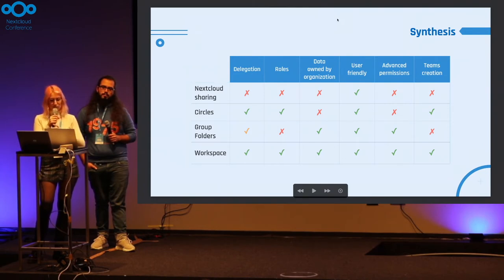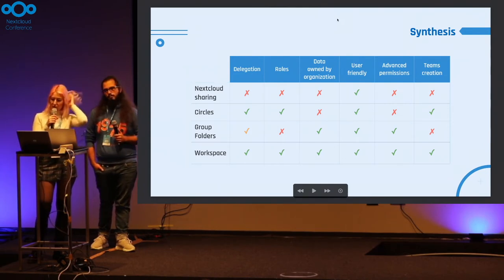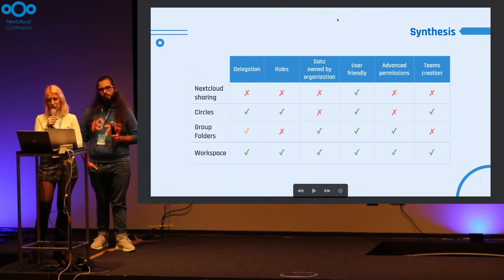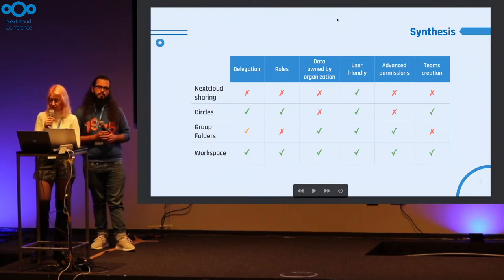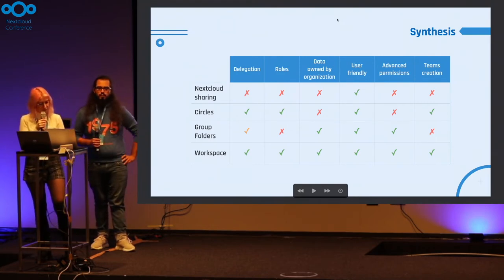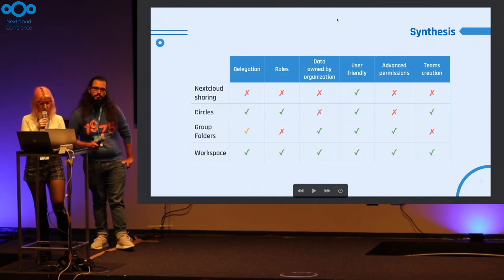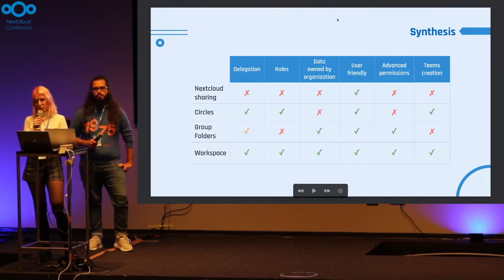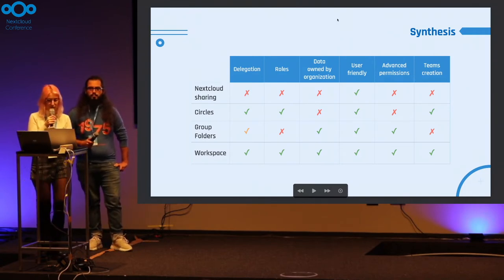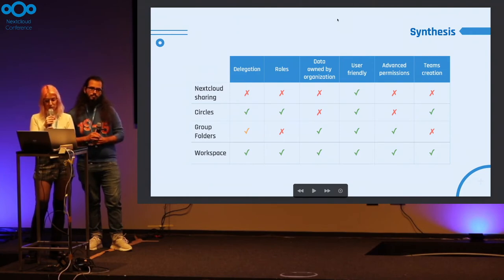Concerning the advanced permissions, they allow us to easily add or remove rights such as reading, editing, deleting, and sharing. So for example, you could give group A access to the content of an entire folder, but you could remove rights to one single confidential subfolder, and that would make it invisible to the group.